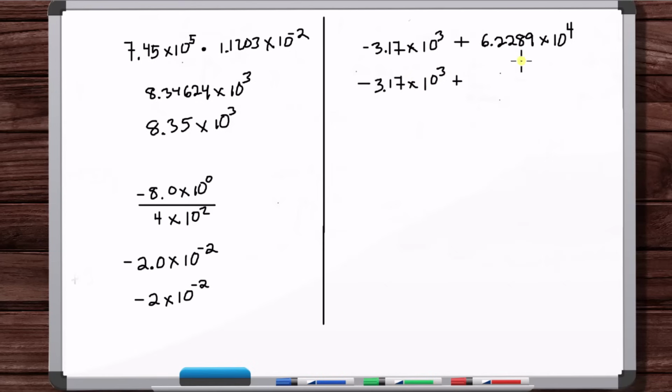So we'll have minus 3.17 times 10 to the third, and then we want to make this a 10 to the third, so multiply times 10 to the minus 3, or no, multiply times 10 to the minus 1, but then multiply again by 10 to the 1, so we're multiplying by 10 to the 0, that's 1, so this becomes 10 to the third, and this is 6.2289 times 10 to the first, so 62.289 times 10 to the third. All right, so now we have the same exponent. Now we can do this addition or subtraction with these leading terms here.